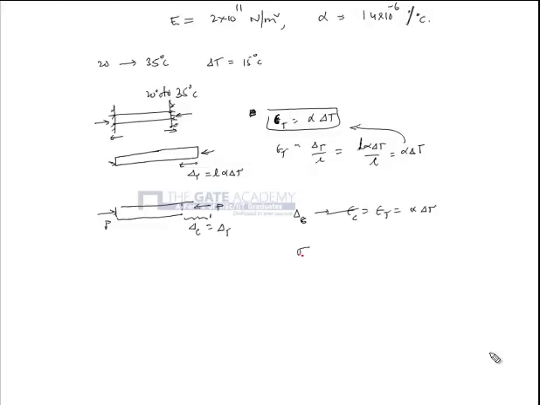So the stress set up due to the temperature, sigma c dash, is nothing but the modulus into the thermal strain, which is not allowed to happen. So E into alpha delta T is the stress that is set up in the bar because the bar is fixed and the temperature is increased. This is compressive because the load P is compressive.